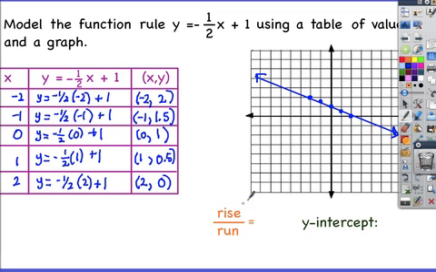Now to finish up this slide, our rise over run in this case was negative 1 over 2, and as you can see, if I choose a point and I go down 1 for my negative rise, and then I go 2 to the right for my run, it does lead me to another point on the graph. The y-intercept was our 1, and as you can see, our line does cross the y-axis at 1.